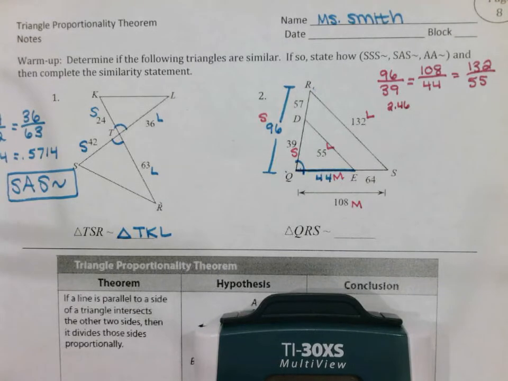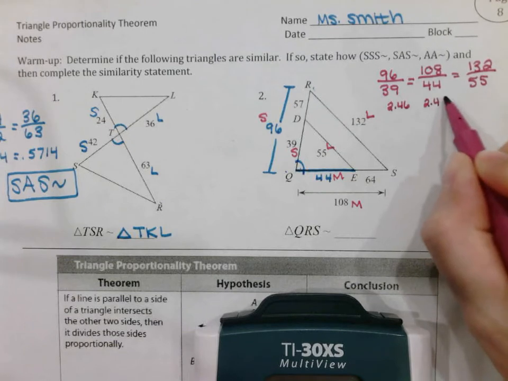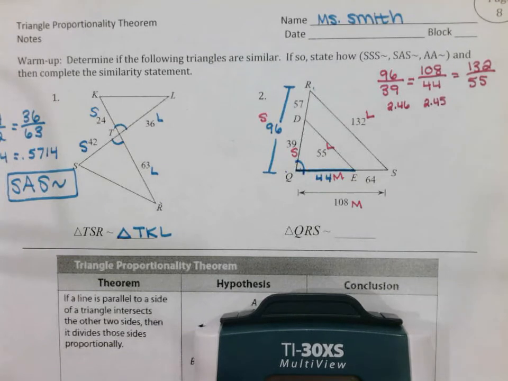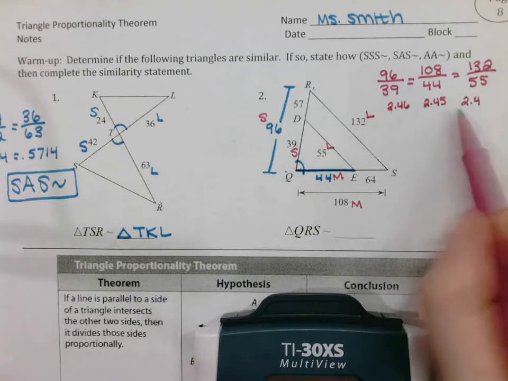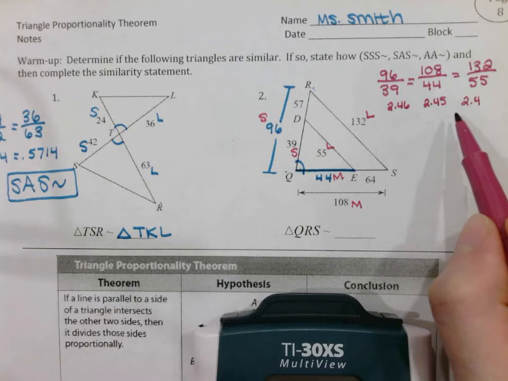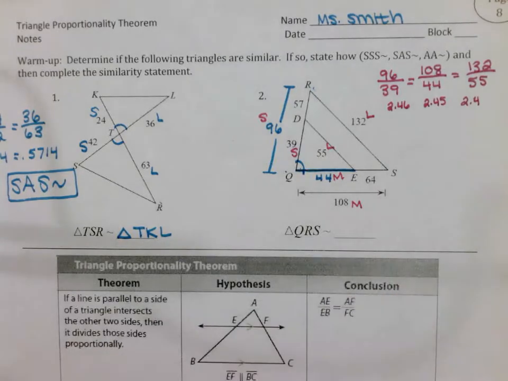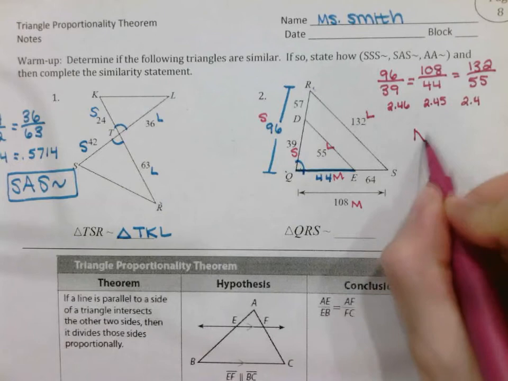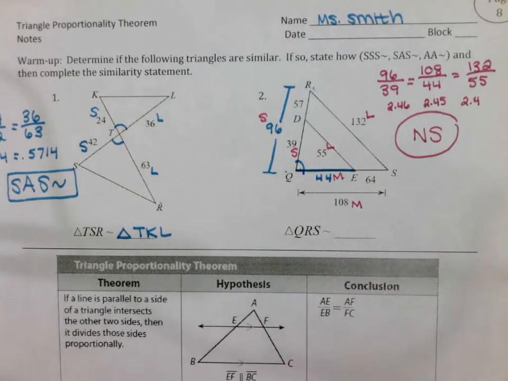108 over 44 gives us 2.45. And then I'll do the other one just to see anyway. But that gives us 2.4. So none of these are the same. Even if two of them were the same, they still wouldn't be similar. All three have to be the exact same ratio. So in this case, these are just not similar. I'm going to write NS for not similar. And since they're not similar, we don't have to complete the similarity statement.